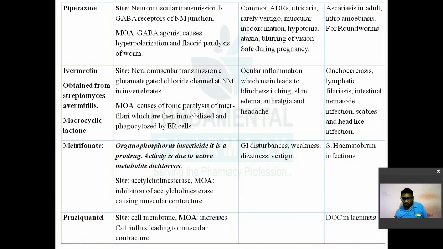The next drug is praziquantel. So it will act on the cell membrane of worms. It will increase the calcium influx inside the cell, leading to muscular contraction. Continuous muscular contraction leads to paralysis of the muscle of the worms. It is a drug of choice in taeniasis.